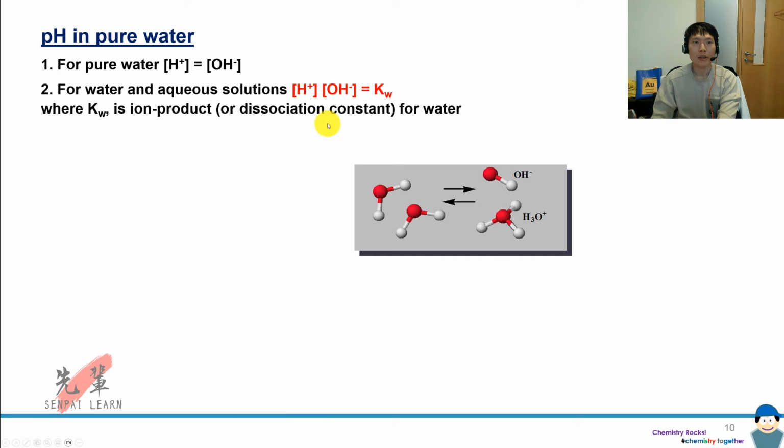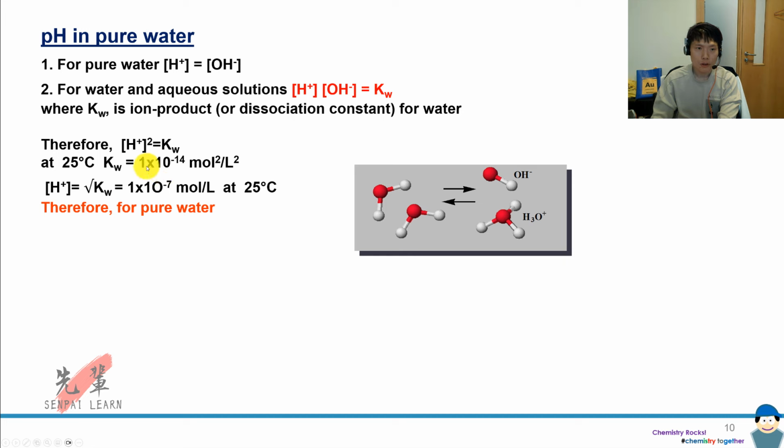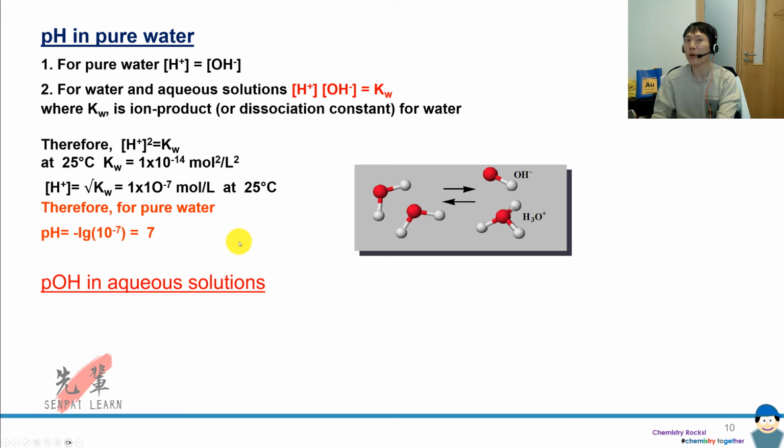Okay. So then you have the square of the H plus concentration equal to Kw, right? And then you square root this, you get the H plus concentration. So for pure water pH, you do a negative log of this, you get 7. That's how we derive pH 7 for pure water.